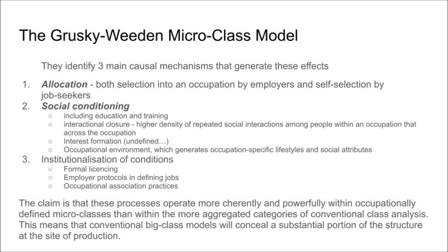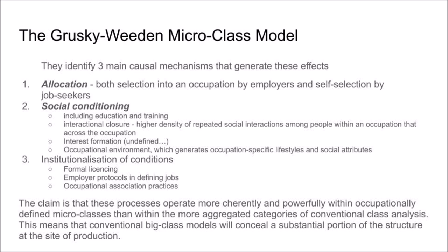Fair point. Okay, so the Grusky-Weeden microclass model. They identify three main causal mechanisms that generate these effects. One, allocation: both selection into an occupation by employers and self-selection by job seekers. Two, social conditioning, including education and training, interactional closure, higher density of repeated social interactions among people within an occupation and across that occupation, interest formation, and occupational environment, which generates specific lifestyles and social attributes. Third, institutionalization of conditions: formal licensing, employer protocols in defining jobs, and occupational association practices.